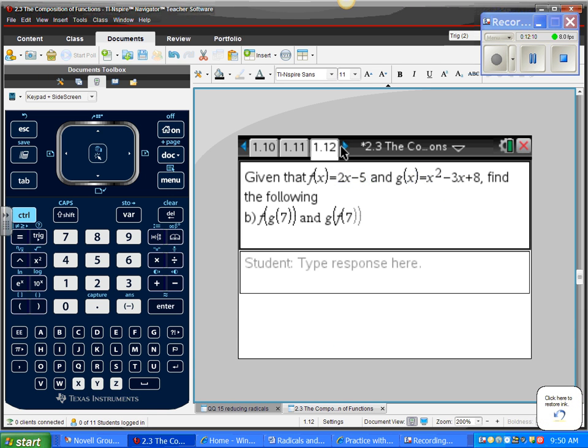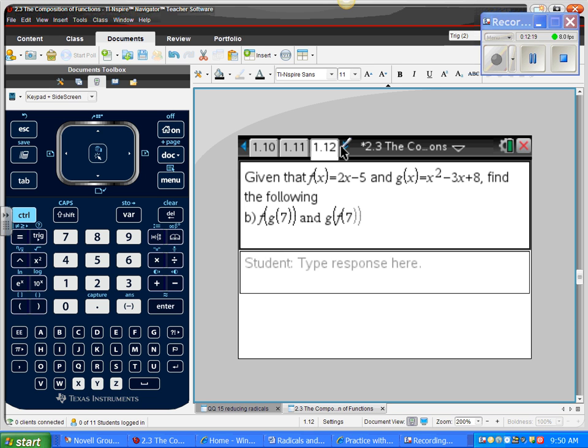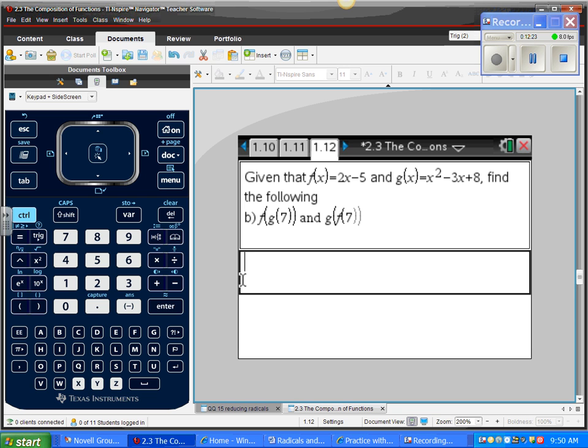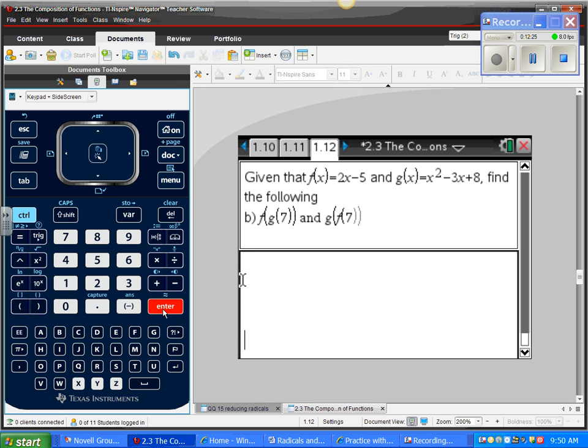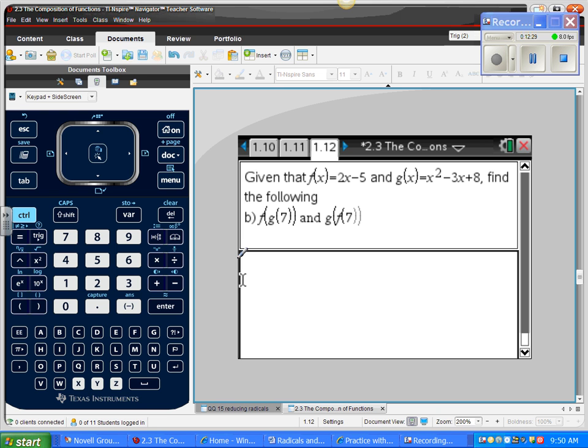Given f of x equals 2x minus 5 and g of x equals x squared minus 3x plus 8, find the following: f of g of 7 and g of f of 7. So chances are, if I did the composition of functions like I did in the last one, they would not be the same thing. So chances are, if I evaluate, which is what I'm doing here, we're not going to get the same value at the end. So you do have to do them separately.